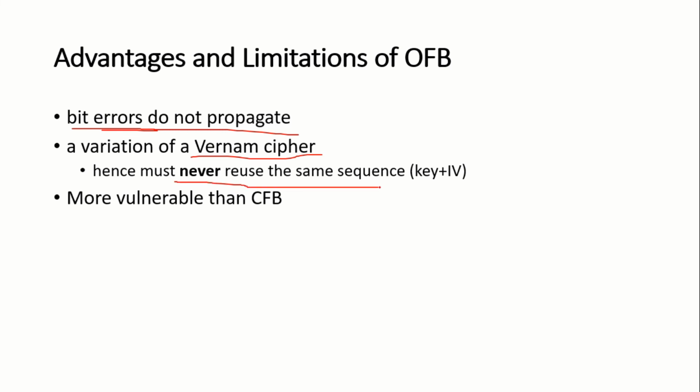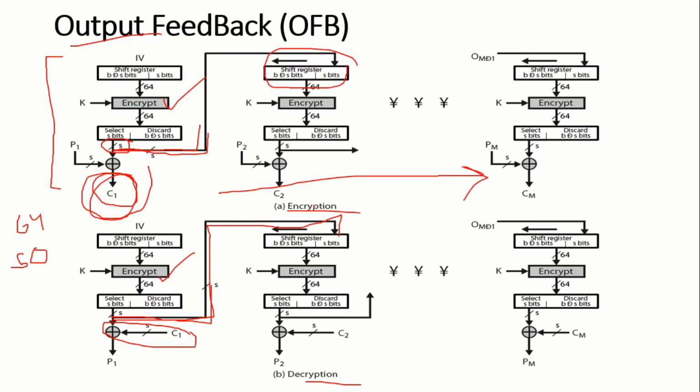Now this OFB is a variation of a Vernam cipher, and it has this limitation that we can never use the combination of key and initialization vector which we have used for one plain text again. If for one plain text we have used a combination of key and initialization vector, we cannot use that combination for another plain text. Why? Because you can see from here, if the key and initialization vector combination is the same, then you will be generating the same s bits, right? And those same s bits we pass to the next level, we feed them back.